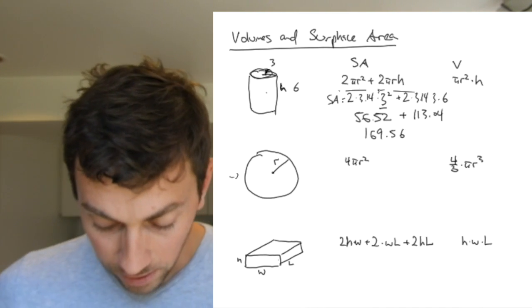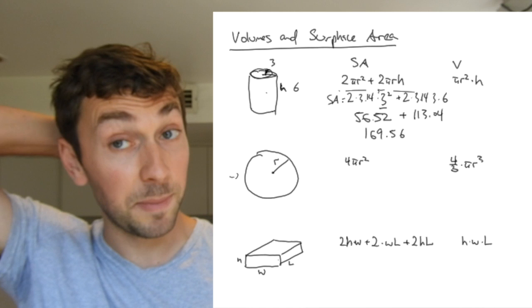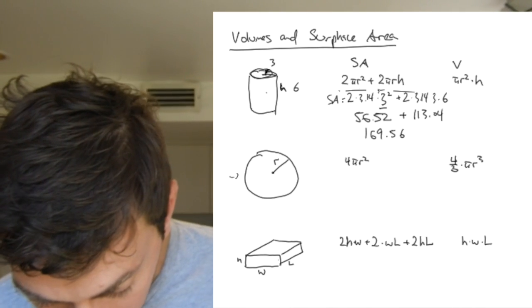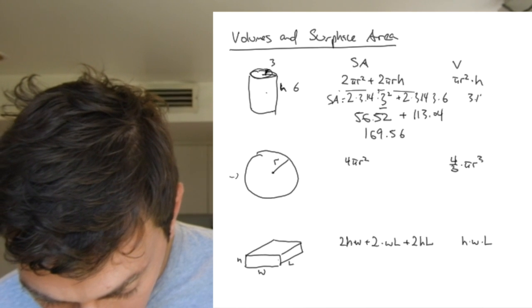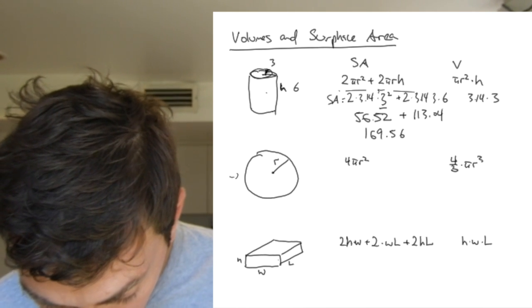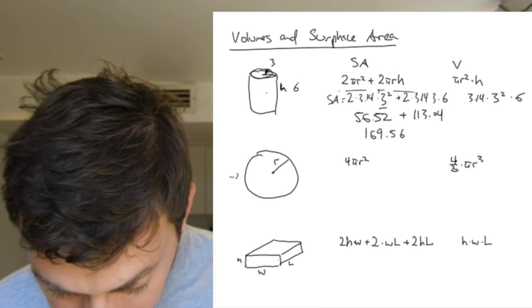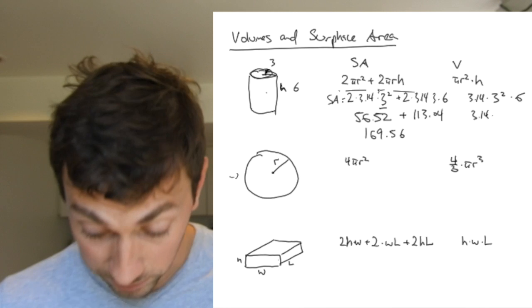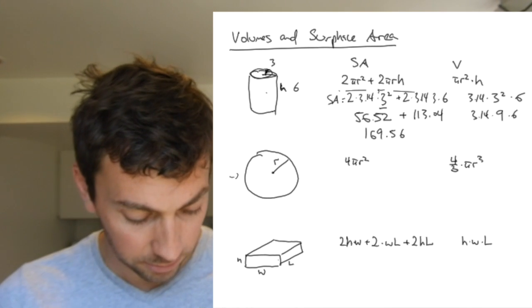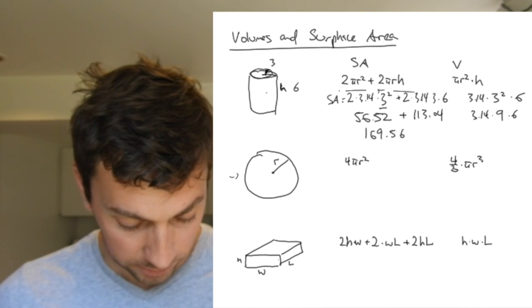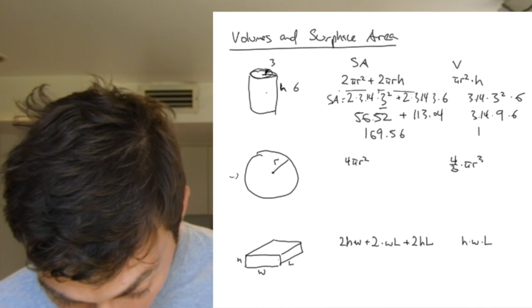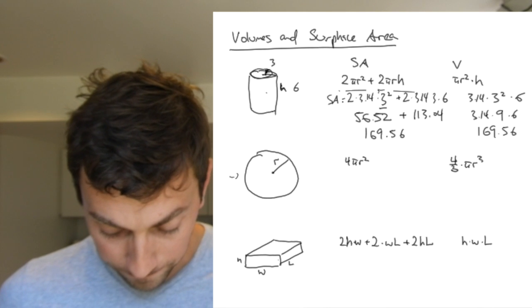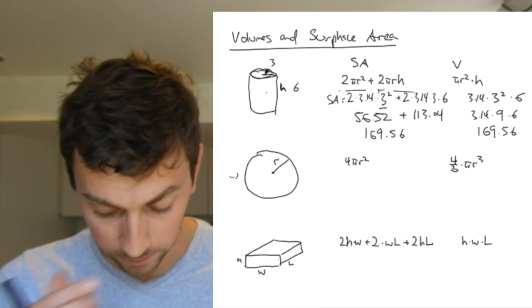Now the volume formula, I see, is pi r squared times h. So let's figure out the volume of this sucker. I need to go 3.14 times 3 squared times 6. And that's 3.14, again, exponents first, times 9 times 6. Whoa, crazy, they're the same. They're not always going to be the same, but in this case they are.